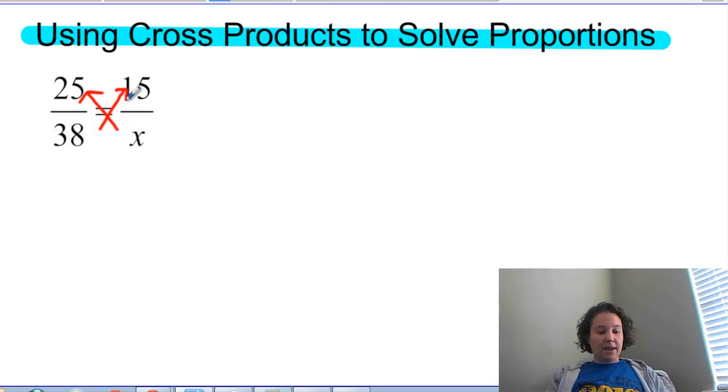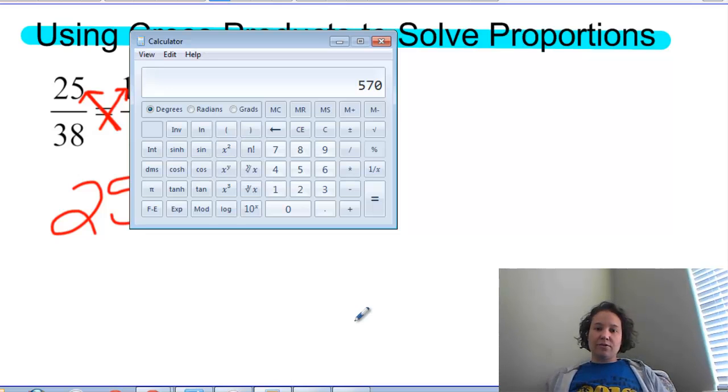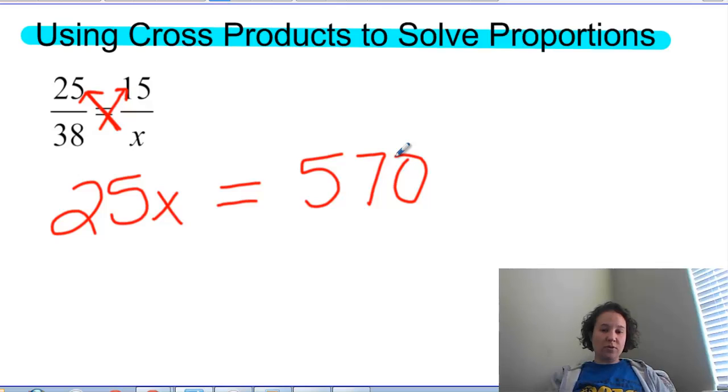So when I multiply this way, I'm going to do 25 times x, or x times 25, which is going to give me 25x. And I know that whatever that product is has to be equal to what I get when I multiply across the other way when I do 38 times 15. 38 times 15 is 570. So now I just have a simple multiplication equation that I can solve and figure out what x has to be in order for these to be two equal ratios.